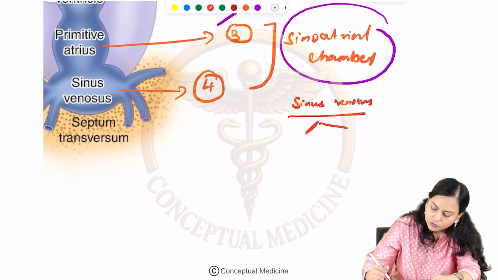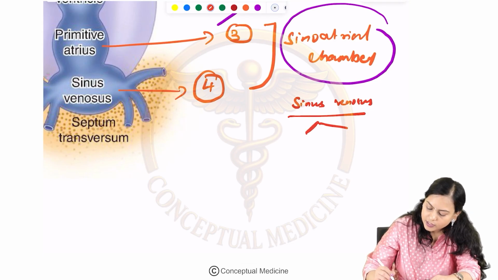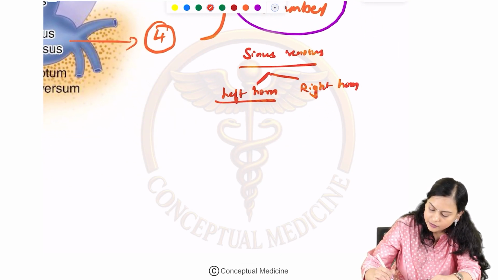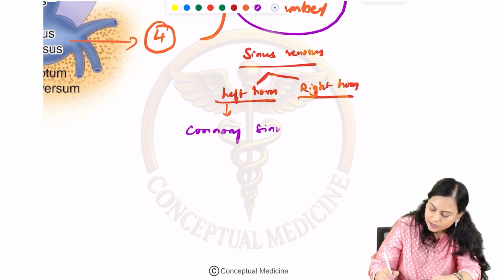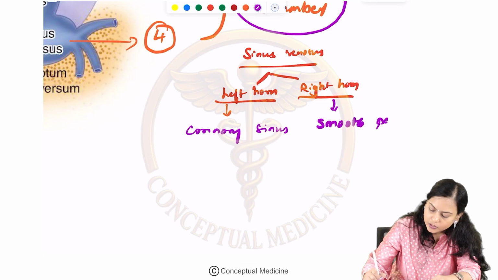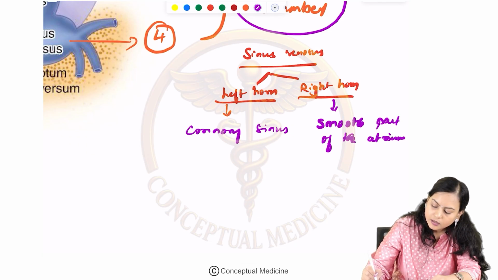The sinus venosus will give rise to two parts from its two horns. There are two horns, namely the left horn of the sinus venosus and the right horn of the sinus venosus. The left horn gives rise to the coronary sinus and the right horn gives rise to the smooth part of the atria.